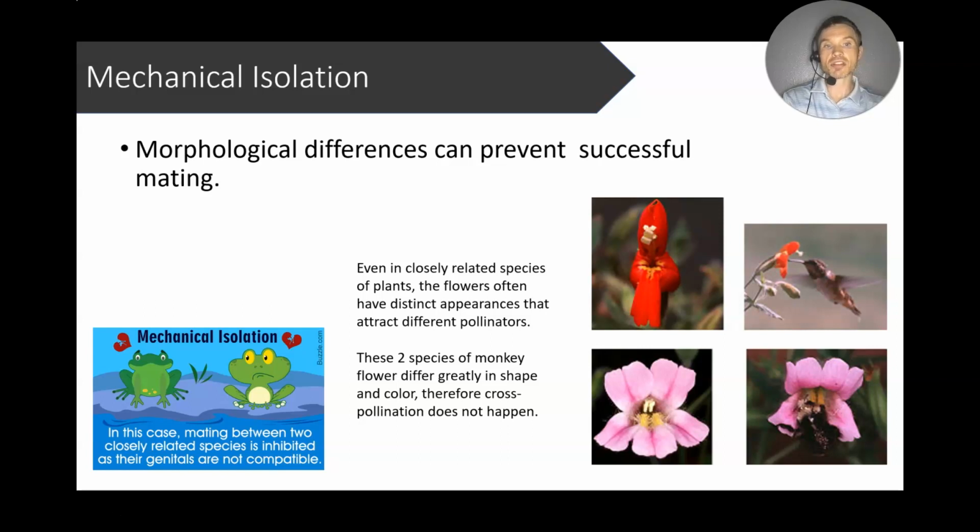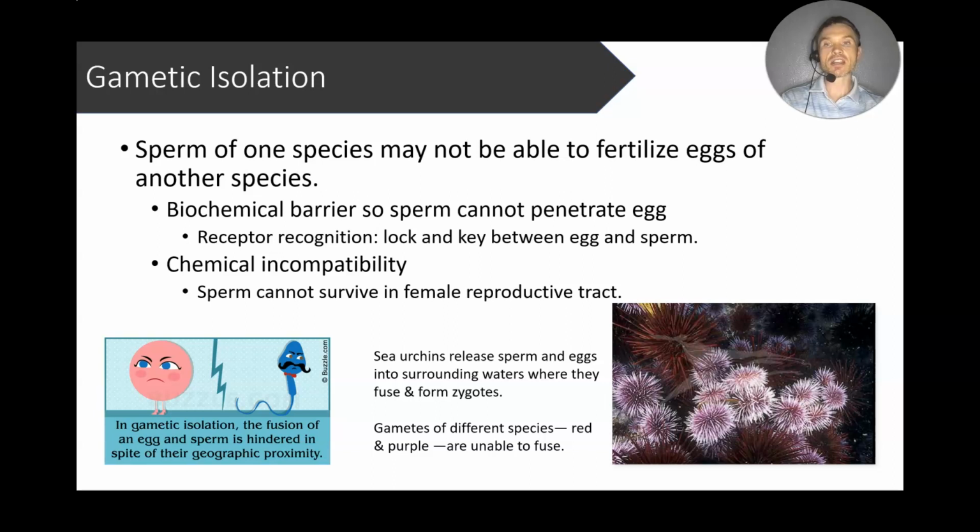So for example, this hummingbird is only able to pollinate the red monkey flowers and not the pink monkey flowers because the shape of the flowers is distinctively different. So that's what we call mechanical isolation. And the final prezygotic isolation barrier is what we call gametic isolation.